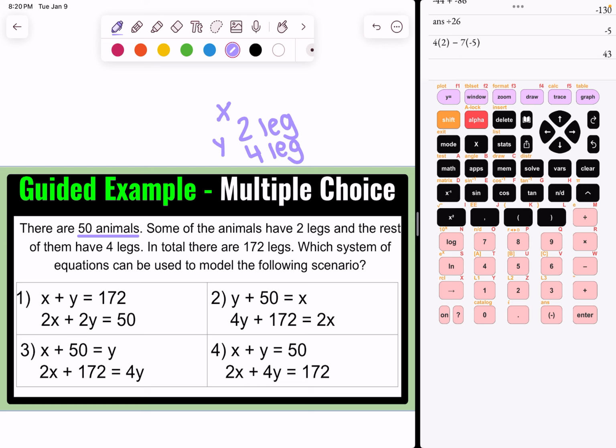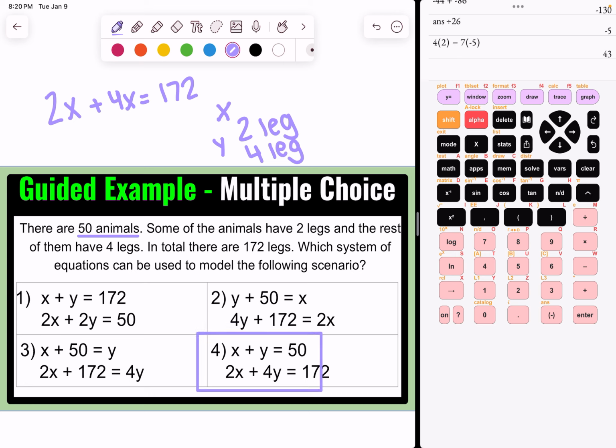Let x be my 2-legged animal, let y be my 4-legged animal. So then 2x, which is the 2 legs, plus 4y, the 4 legs, equals the total amount of legs we have, which is 172. So let's see. We only have one equation which says that, which is answer choice 4.